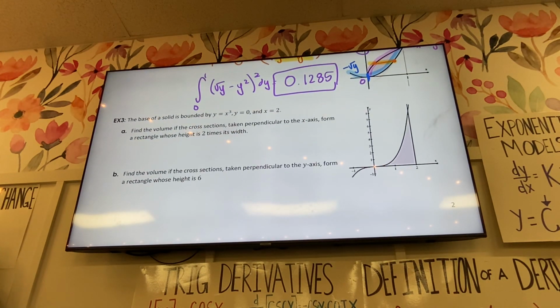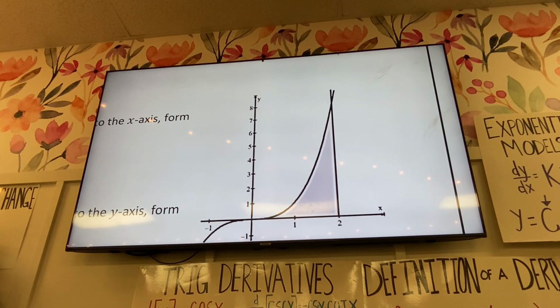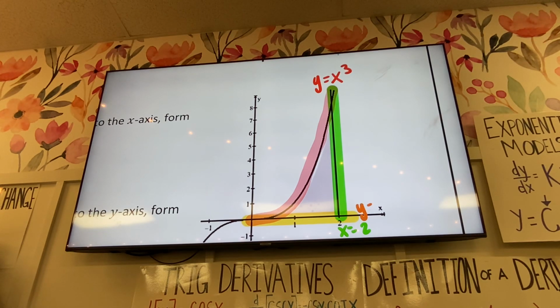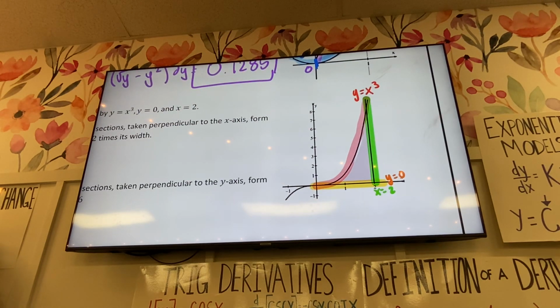All right, let's look at number 3. So I've got a base of the solid, it's bounded by x cubed, y equals 0, and x equals 2. So I've got this little shape right here. So this curve is which function? That's a little bit better. What curve is that? X cubed. And then I've got this one here, which is x equals 2. And we are bounded also by this one right here, which is y equals 0. All right, so it gives me that little shaded area that I have.